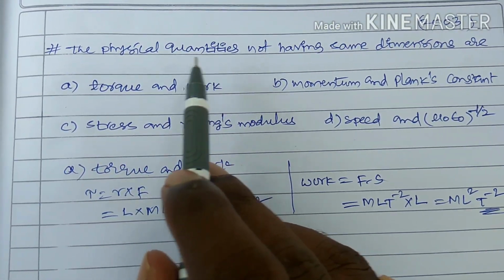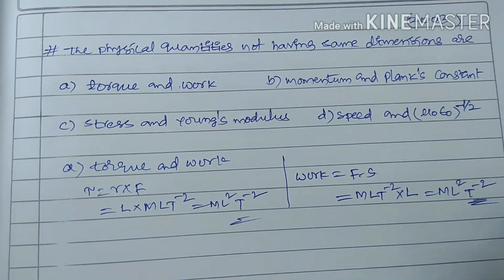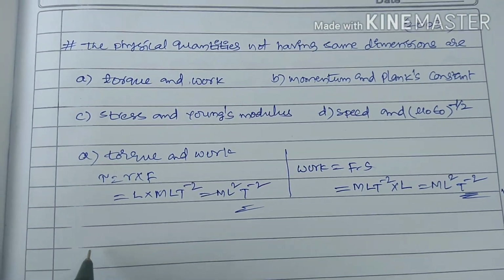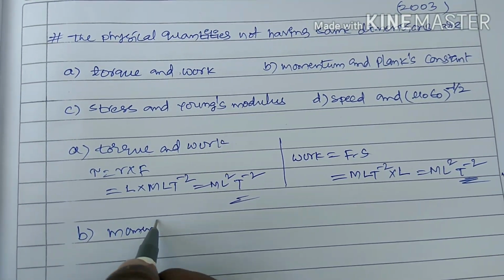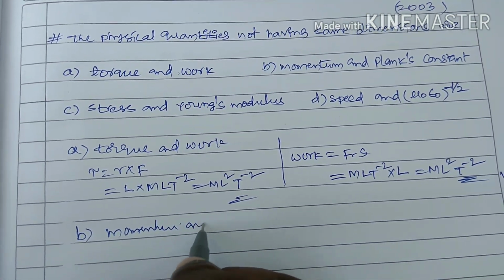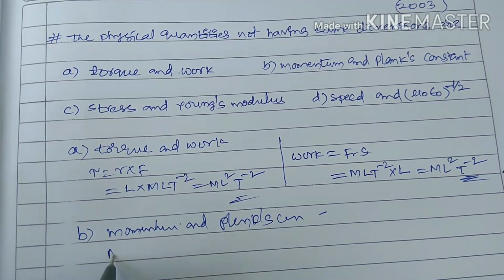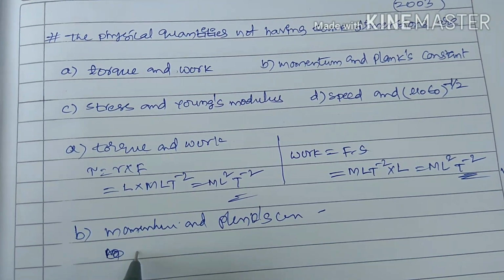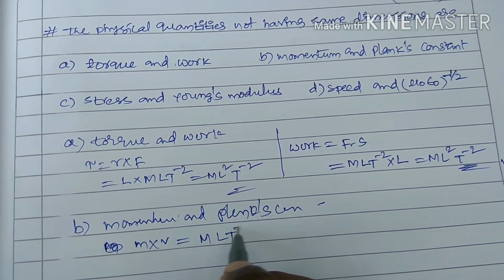Here the question asks which physical quantities do not have the same dimensions. Coming to option B, momentum and Planck's constant. Here momentum is equal to mass into velocity, so that can be written as M L T^-1.